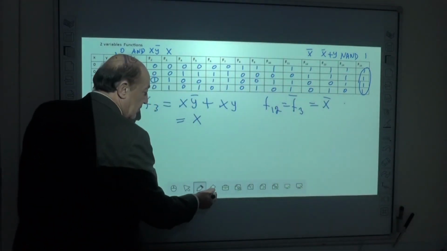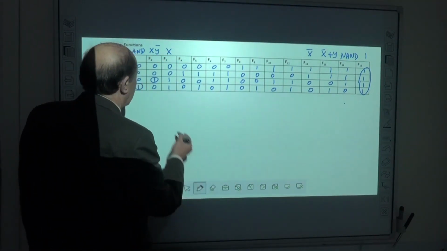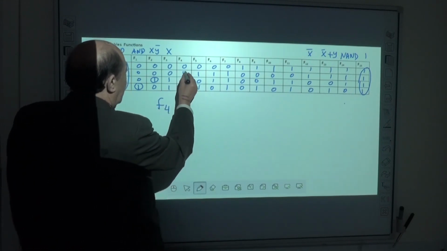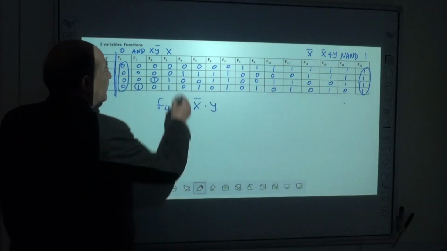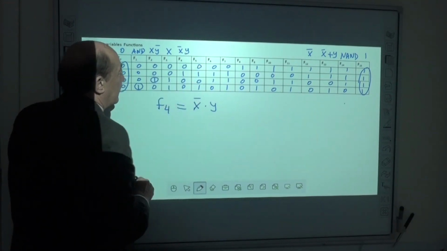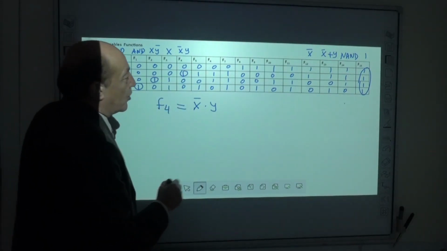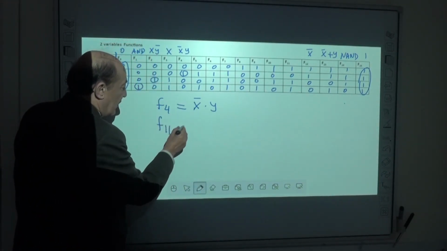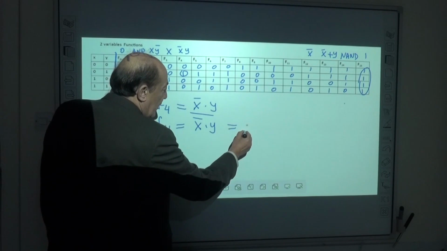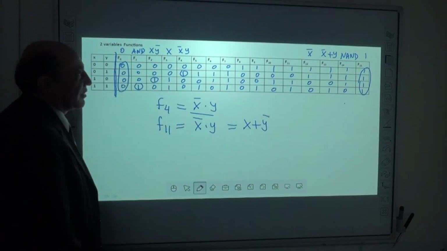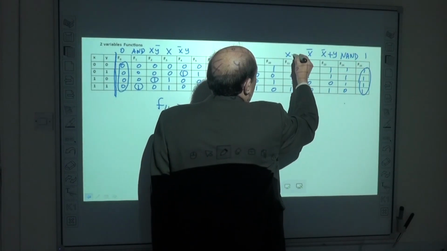Next, f4 equals 1 only here, when not x and y. So f11 equals the complement, not x and y or not, which is equal to x or not y, f11. Again, x or not y.